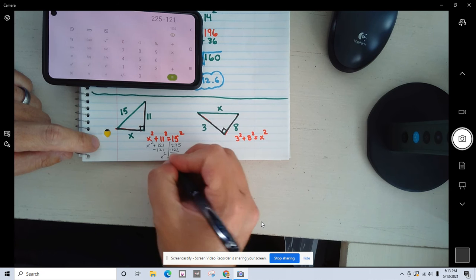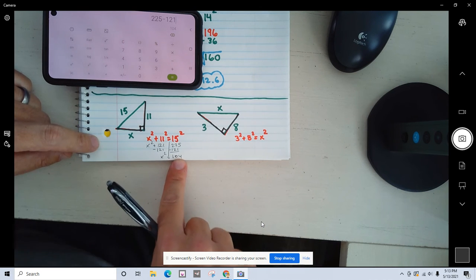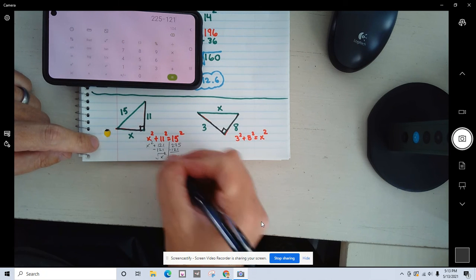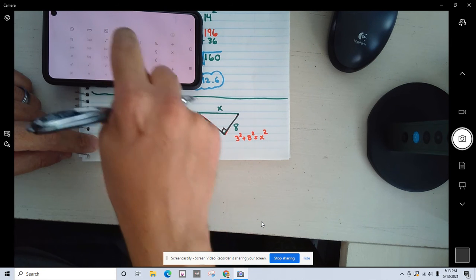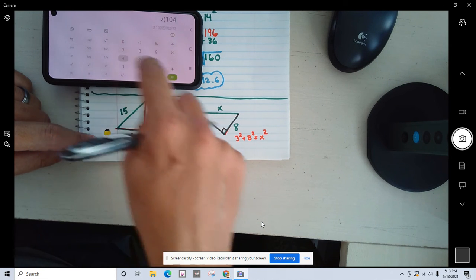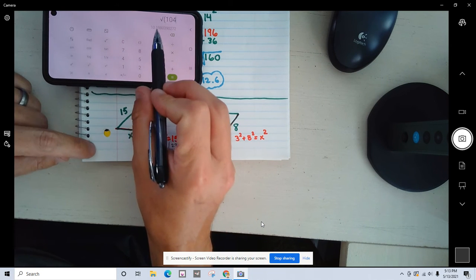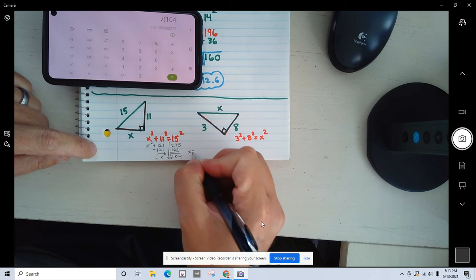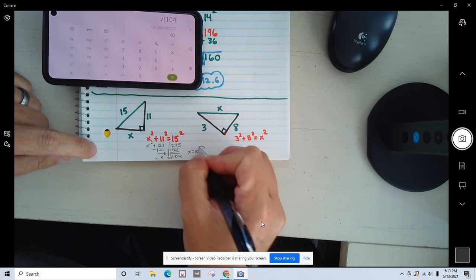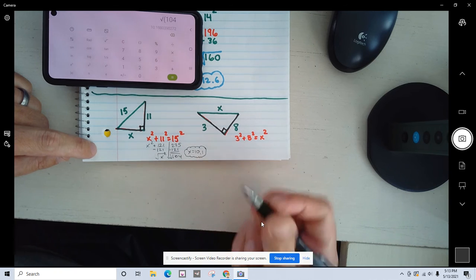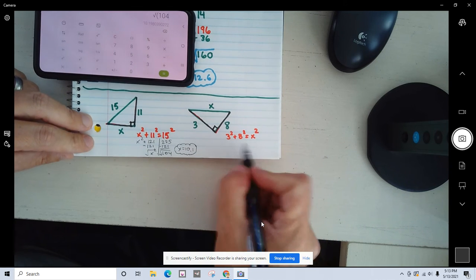104. Now I know 100 is 10. The square root of 100 is 10. Well, what's the square root of 104? It's going to be just a little more than 10. And look what I get, 10.1 or 10.2. We'll just leave it as 10.1. That's fine. All right, let's go ahead and try this one out.